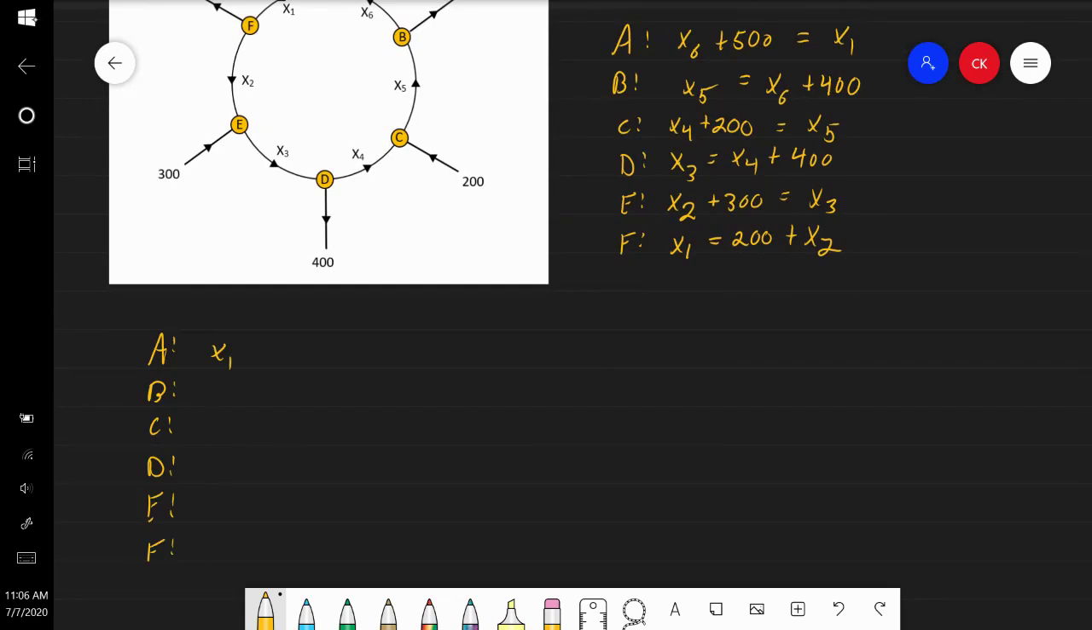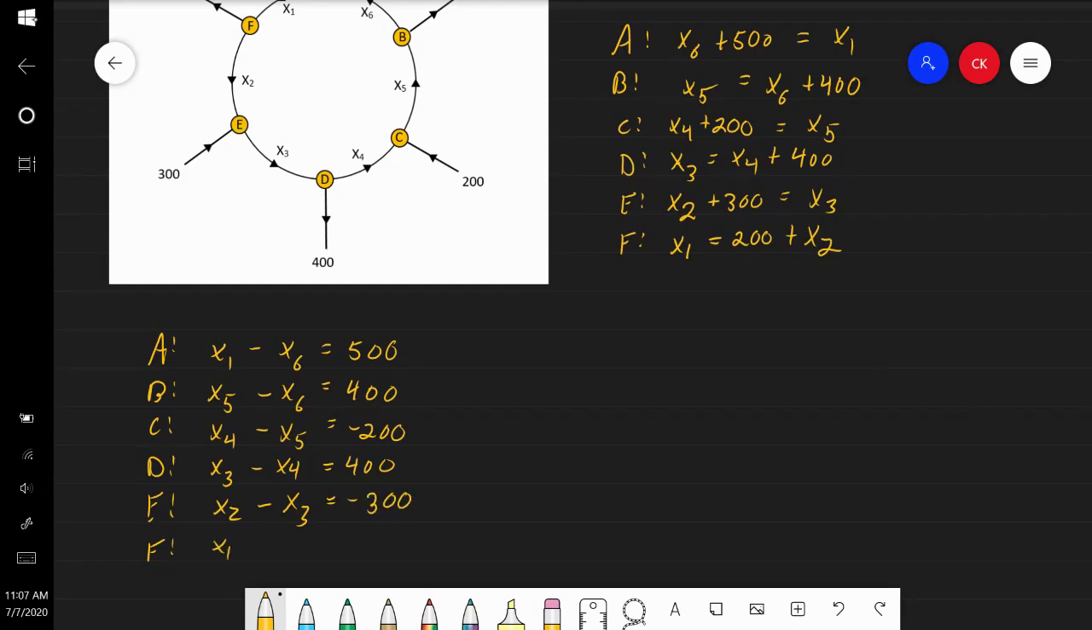And here we have x1 minus x6 equals 500 for intersection A. x5 minus x6 equals 400 for B. For C, I have x4 minus x5 equals negative 200. For D, it's going to be x3 minus x4 equals 400. E is x2 minus x3 equals negative 300. And x1 minus x2 equals 200.